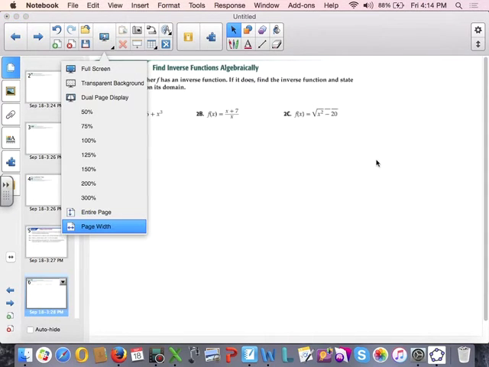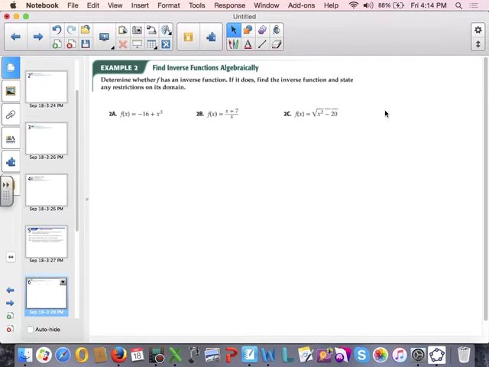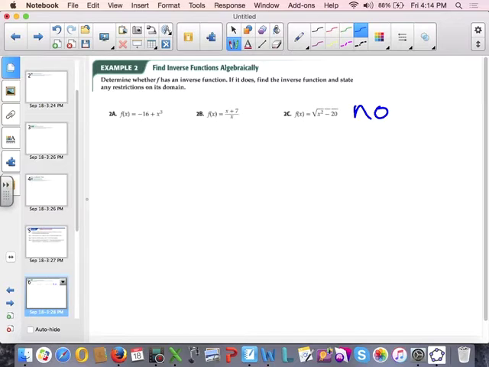So we're done for part 2C. I erased all of that for nothing because all we need for part C is the word no. No inverse function exists.